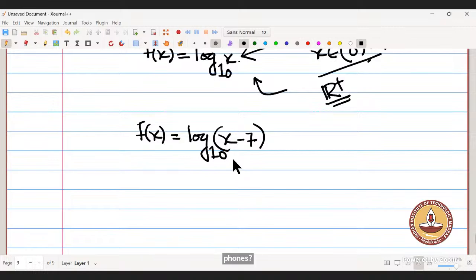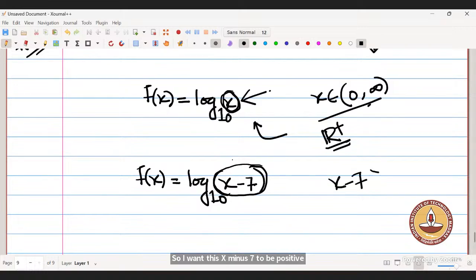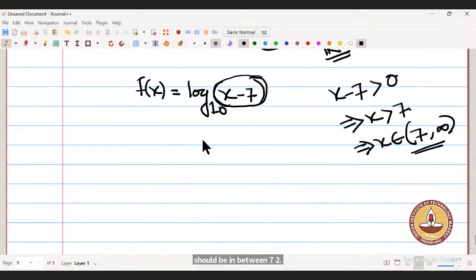7 to infinity. Yeah. So what do we want? Here we have only x, and we want this x to be positive. But here instead of x, I have x minus 7. So I want this x minus 7 to be positive. That means x should be greater than 7. That means x should be between 7 and infinity, right? So again, this is an easier case. Suppose I have, let's say, a function like this.